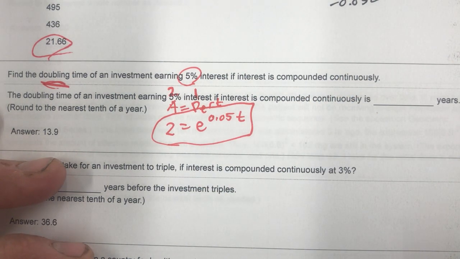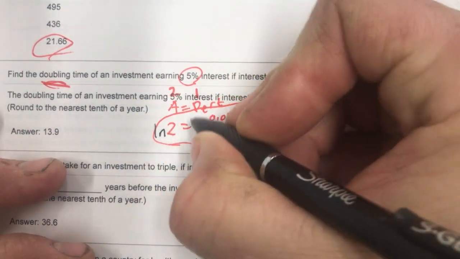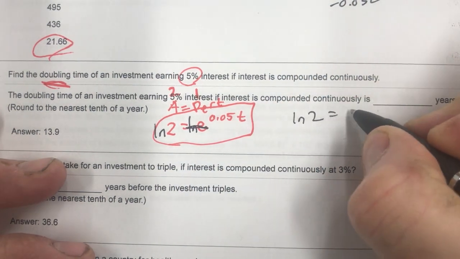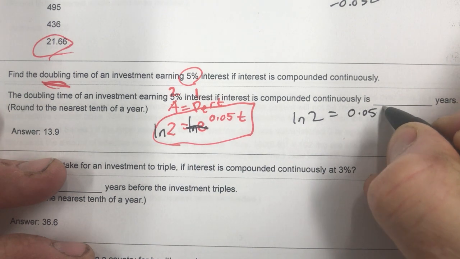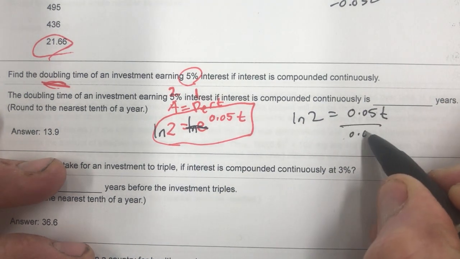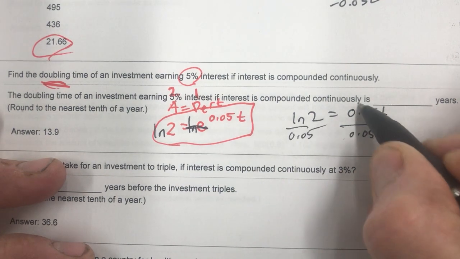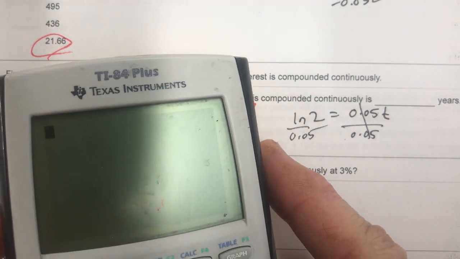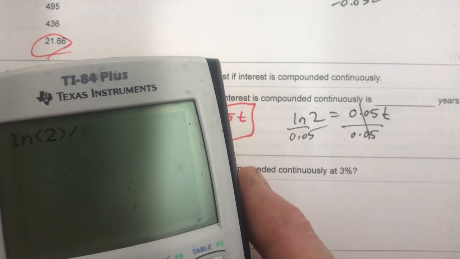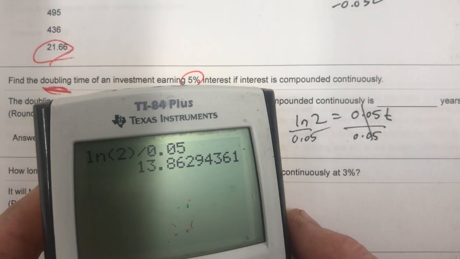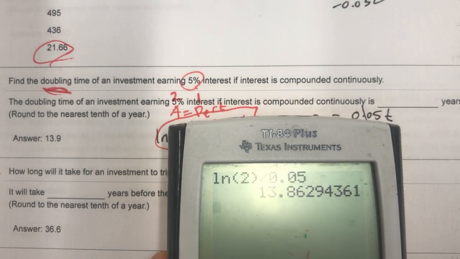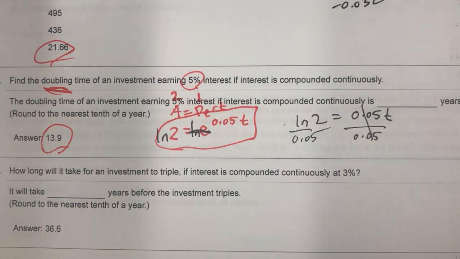And now I can do the natural log of both sides, which will make this cancel off here. And so I have the natural log of 2 equals 0.05t. And I can divide by 0.05. Okay, so I've got natural log of 2 divided by 0.05. And there's what I get here, 13.86. Okay. It says round to the nearest tenth, 13.9. So we're in good shape.